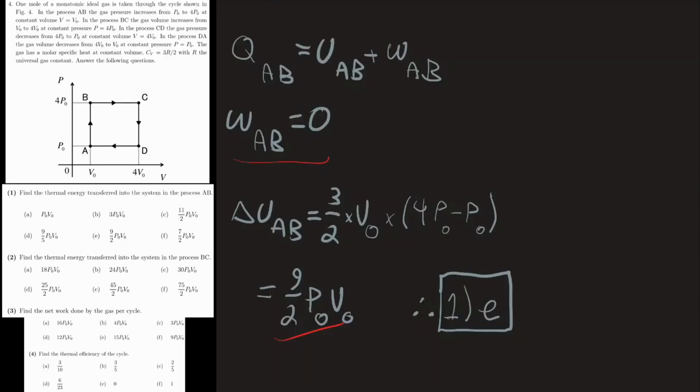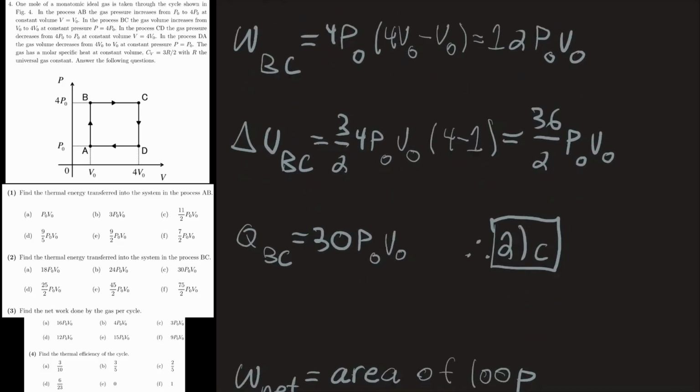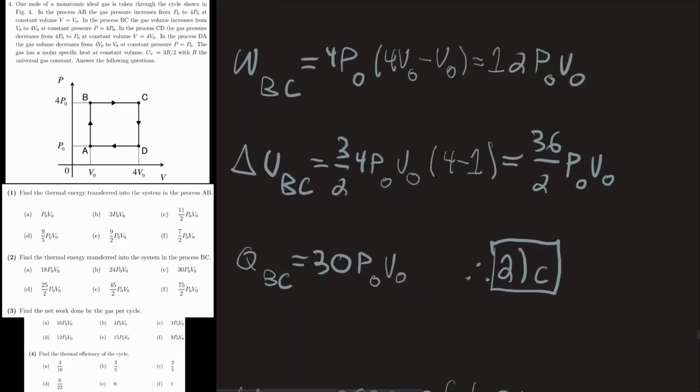So next is part 2, which says, find the thermal energy transferred into the system in the process BC. So this is basically the same thing as part 1, only now the volume does change, so we do have work done. It's just equal to the pressure times the change in volume, which is 12 times PV.